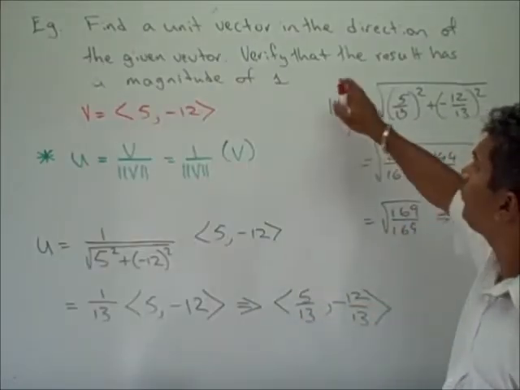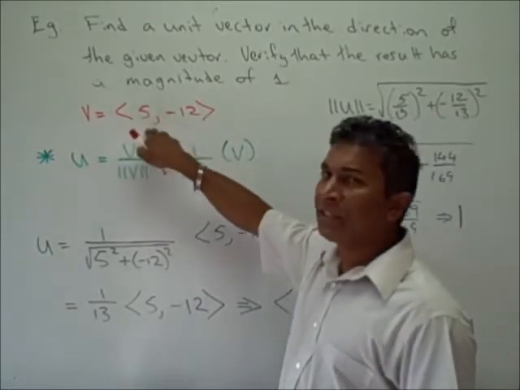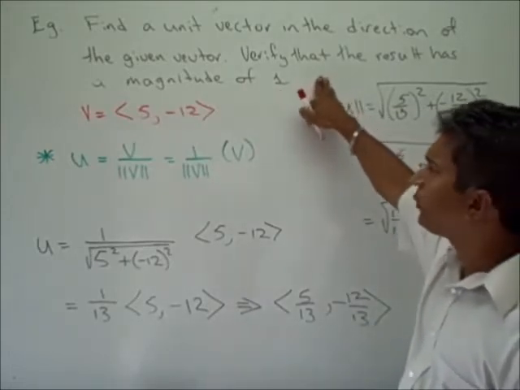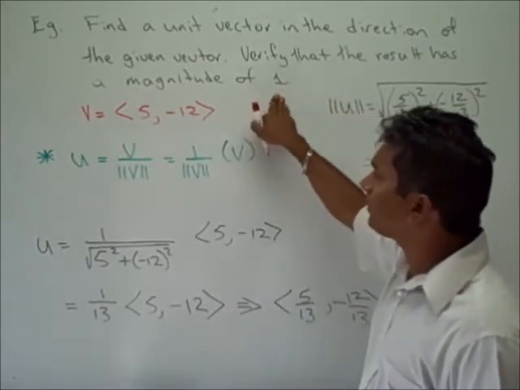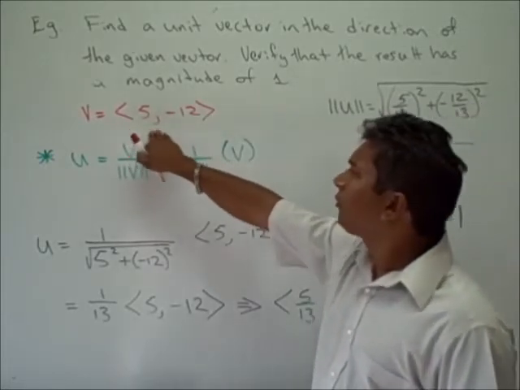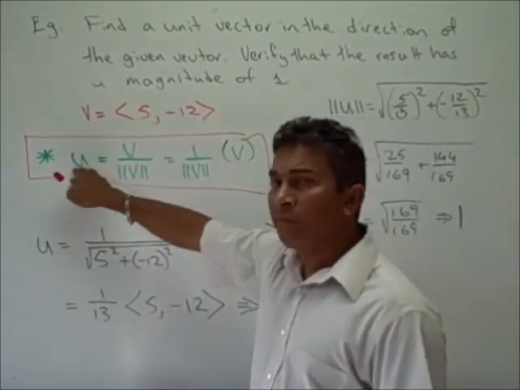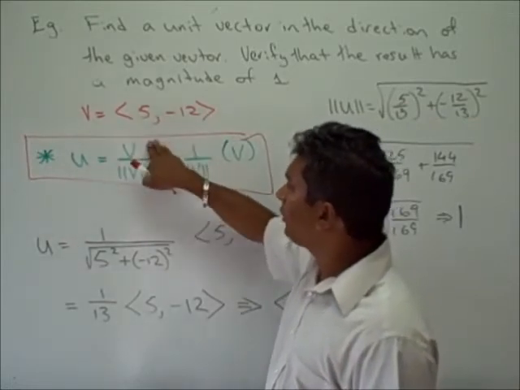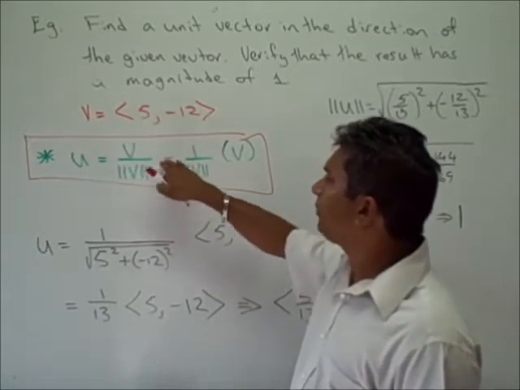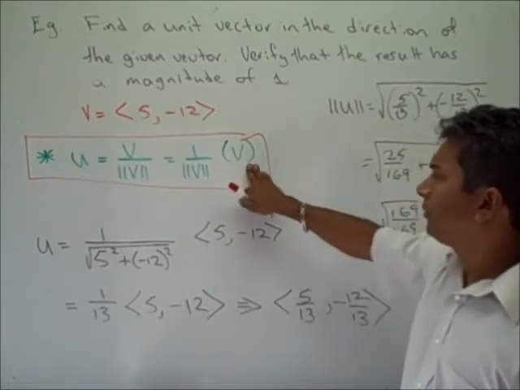Here we're being asked to find a unit vector in the direction of the given vector. So here's our given vector v with components 5 and negative 12. We are also asked to verify that the result has a magnitude of 1. Now to find a unit vector in the same direction as our vector v, we can use this formula right here, where the unit vector u is equal to v in its component form divided by the magnitude of v. This is the same as 1 over the magnitude of v times the vector v.